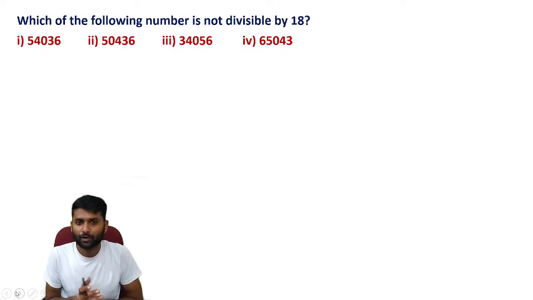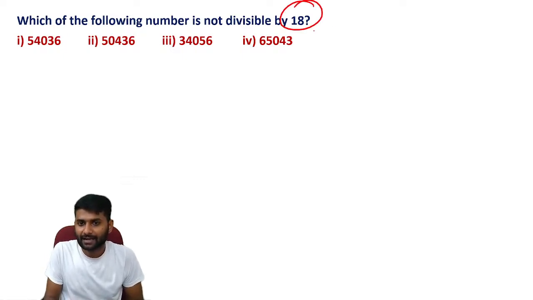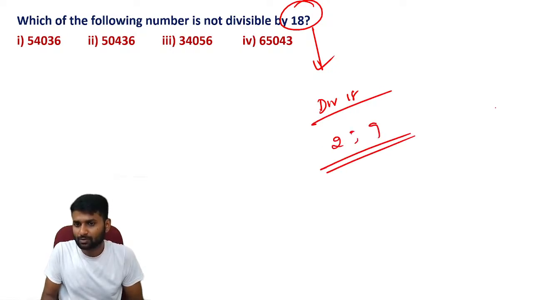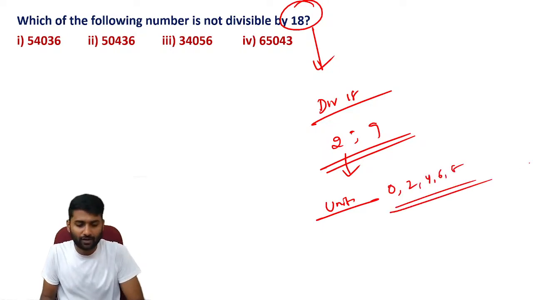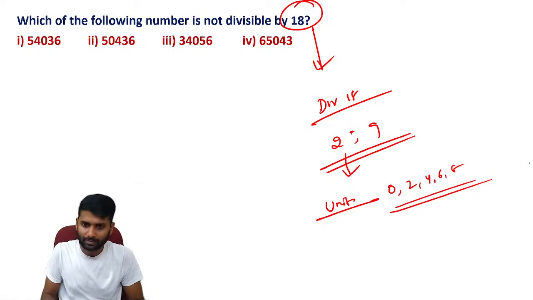Now see, which of the following numbers is not divisible by 18. Guys, what is the divisibility property of 18 here? If any number is divisible by 2 and 9, then the entire number is divisible by 18. So the divisible by 2 property: if the units place is 0, 2, 4, 6, 8. If you see any of these numbers, definitely the entire number is divisible by 2.